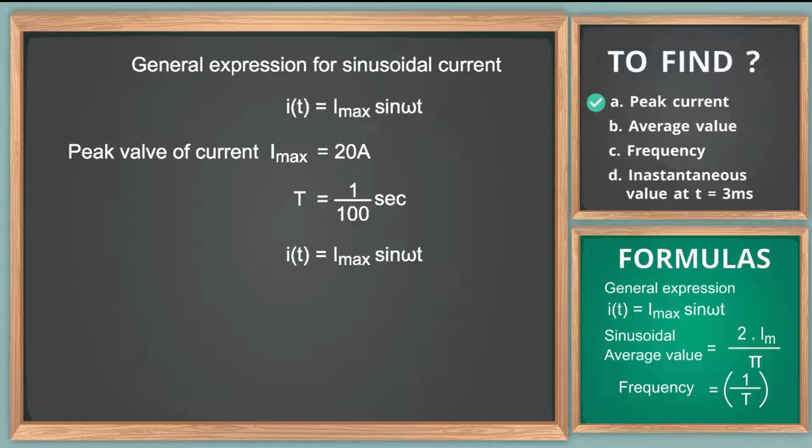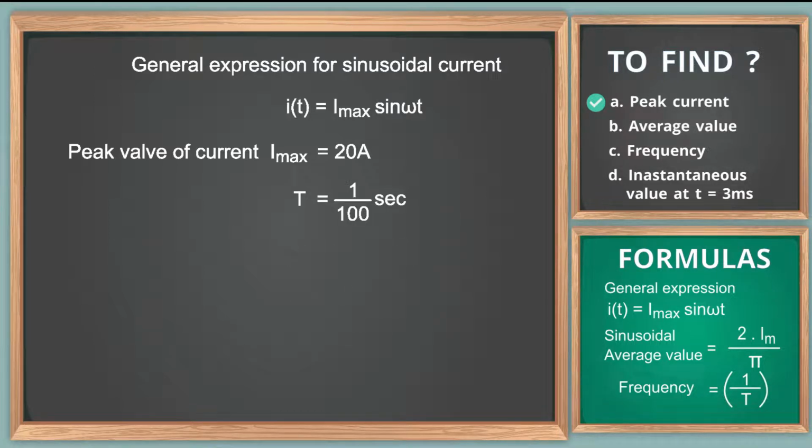The ω, what you have in this expression, is called the angular frequency. This is given by the expression ω = 2π/T. So if I substitute the given value of T = 1/100 seconds, it gives us that the frequency f is equal to 100 cycles per second.